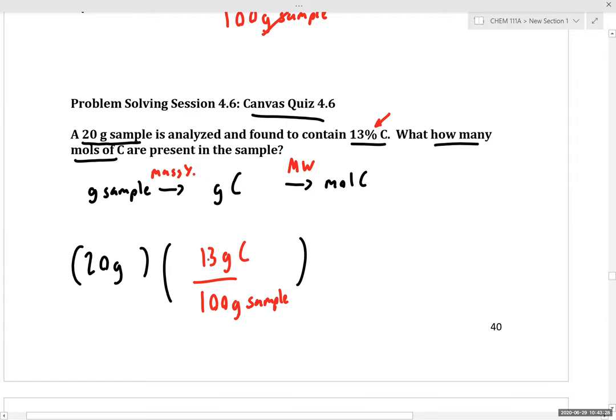13. Okay, so our grams of sample cancels. We're on the right track so far. Next, in 1 mole of carbon, we have how many grams of carbon? That's 12. So if we punch this into our calculator, we will get 0.22 moles of carbon.